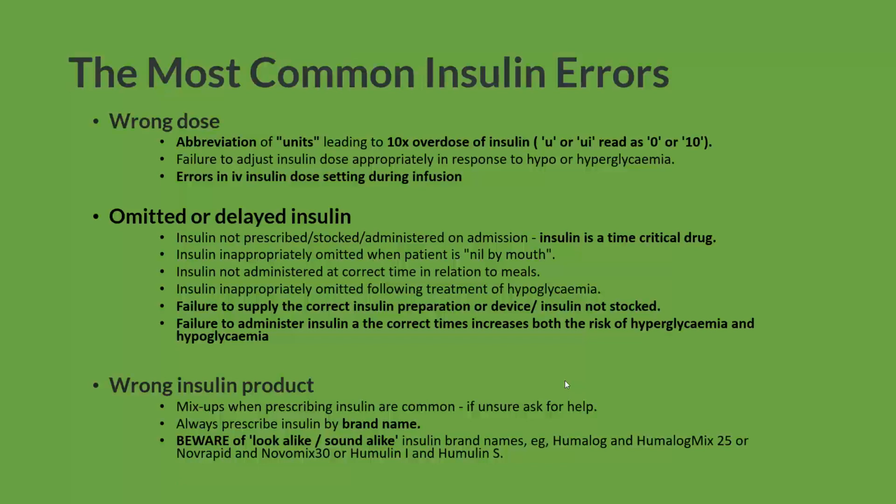So most insulin errors are wrong doses. Like I said, for units, you put a U and then somebody takes it as a 0 or a 4. And then there is failure to adjust insulin dose appropriately in response to hypo or hyperglycemia. So if the patient is having a hyper or hypo, you should appropriately adjust it. That's why I said you should know about insulin, you should know what you're doing.